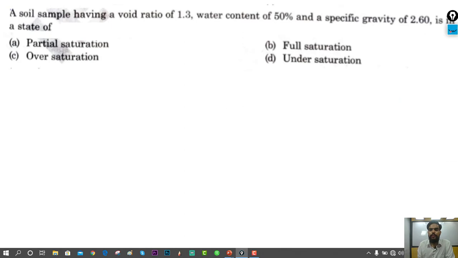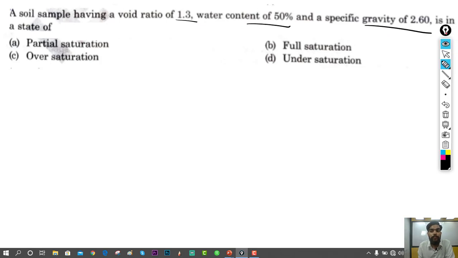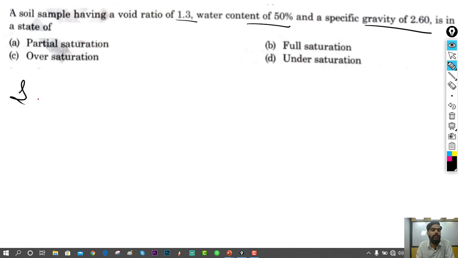Yes guys, another question. In this question, a soil has a void ratio of 1.3, water content 50% and specific gravity 2.6. Is it in a state of partial saturation or full saturation? Guys, we just have to find its degree of saturation, and we know a formula with the help of which we can find it: Se equals Wg.